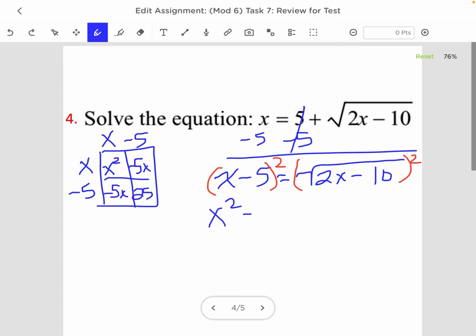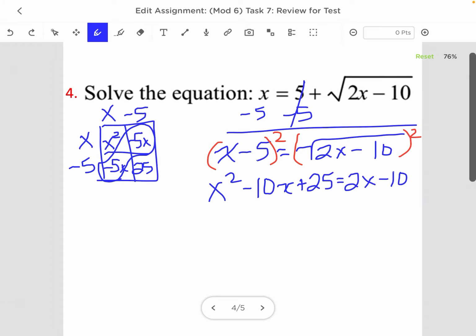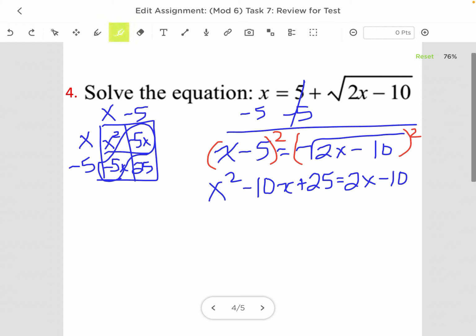x squared minus 10x plus 25. And then on this side, 2x minus 10. Again, now that I'm looking at it, I have a quadratic, so I've got to get everything over to one side, get it set equal to 0. But this right here is key. You've got to remember that part.